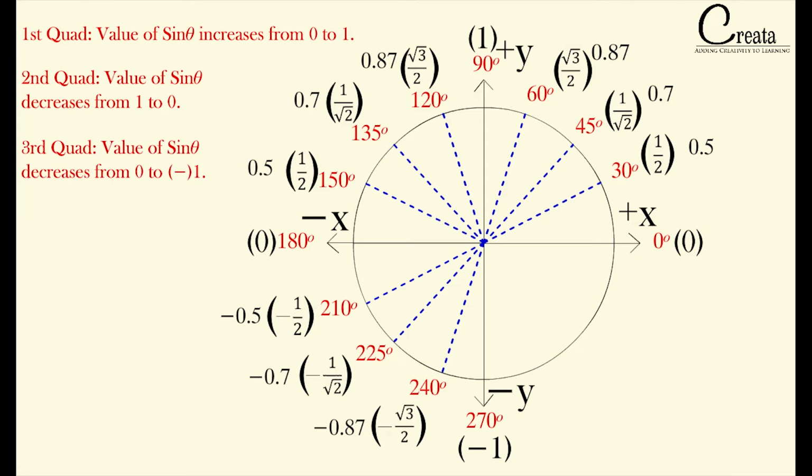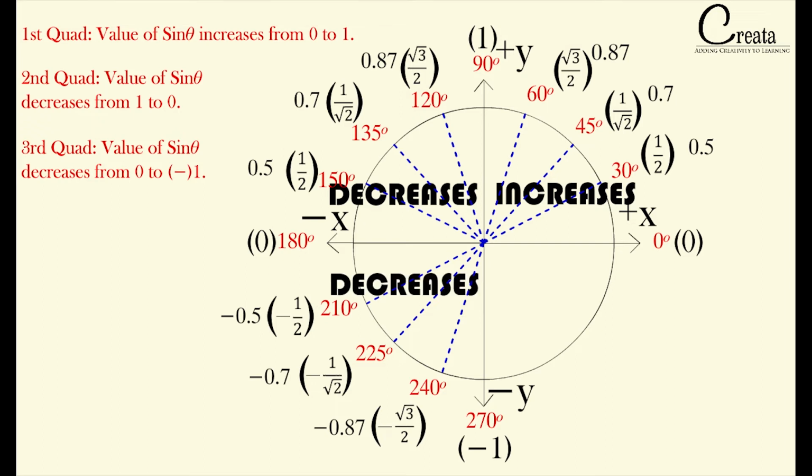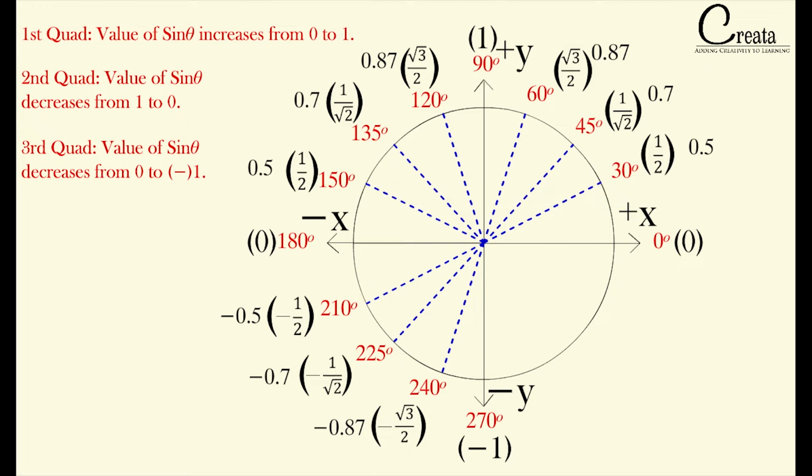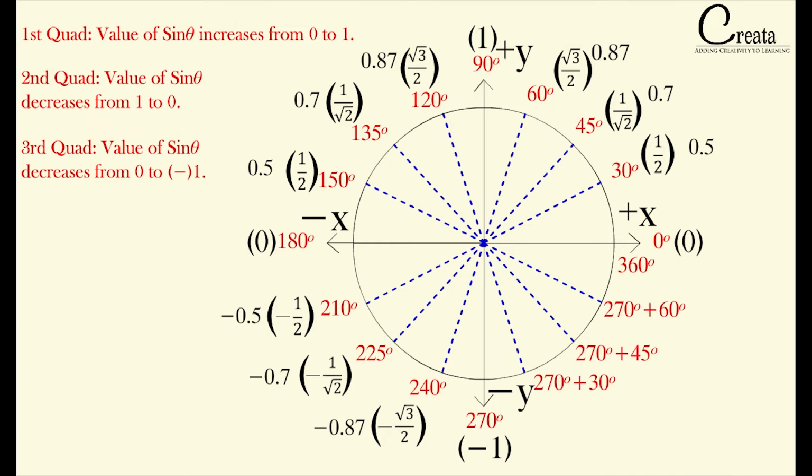Okay, got it? We have seen that in the first quadrant, sine increases from 0 to 1. In the second quadrant, sine decreases from 1 to 0. In the third quadrant, it further decreases from 0 to minus 1. Okay. Let's see its nature in the fourth quadrant. The angles will be 300 degrees, 315 degrees, 330 degrees and 360 degrees. That will be 270 plus 30, 270 plus 45, 270 plus 60 and 270 plus 90 degrees.